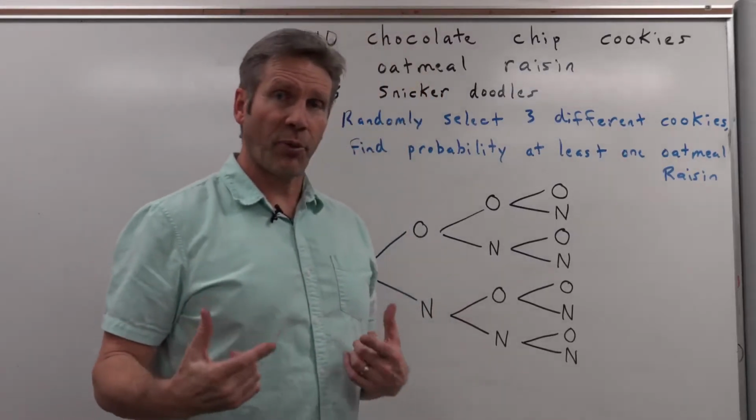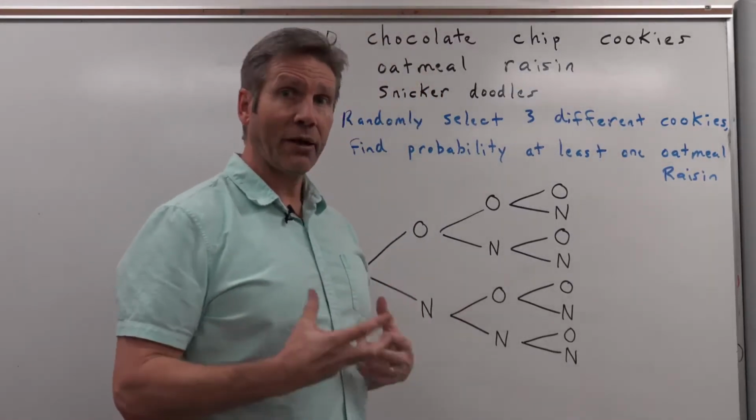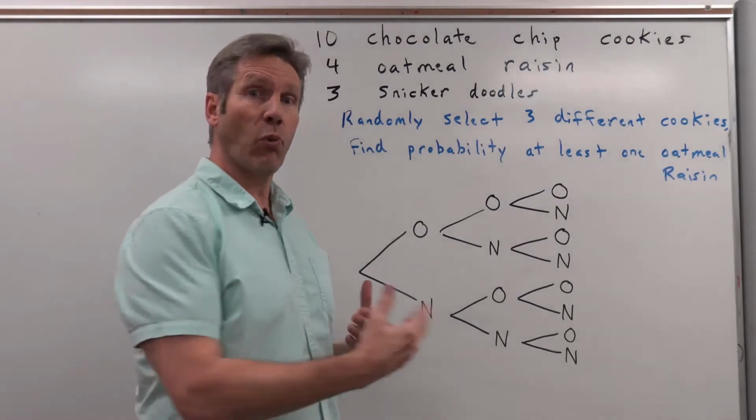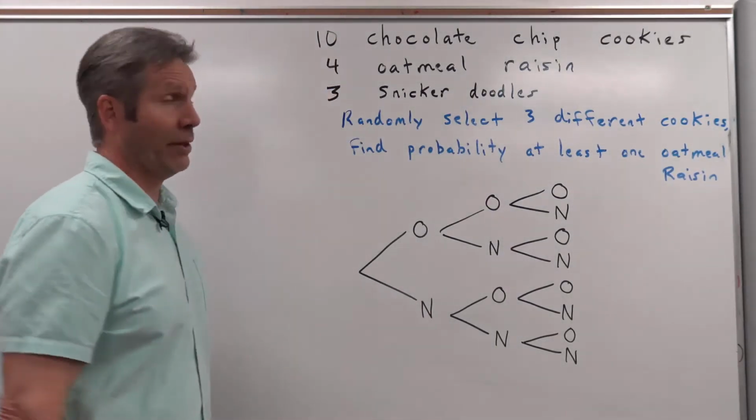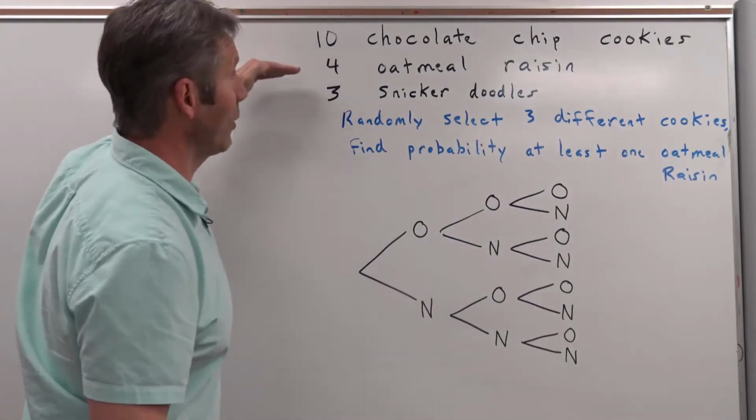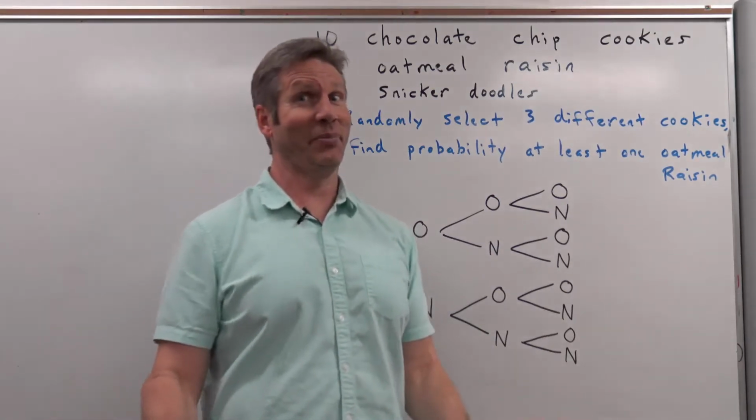It becomes pretty important in probability that we understand what is implied when we say at least one thing could happen. So let's investigate. We got chocolate chip cookies, we got oatmeal raisin cookies, which everybody knows.